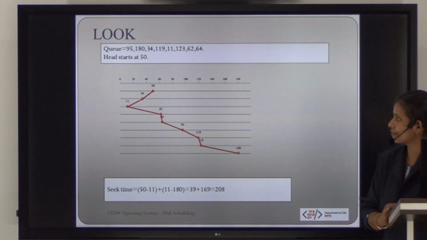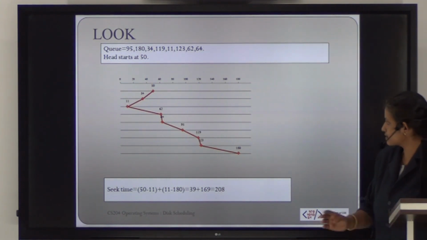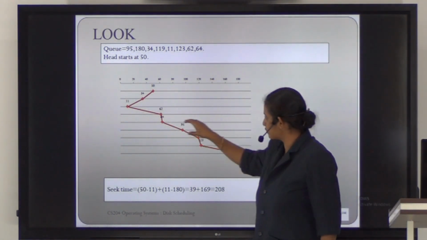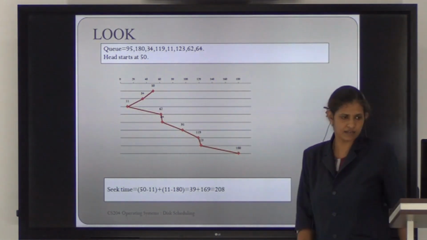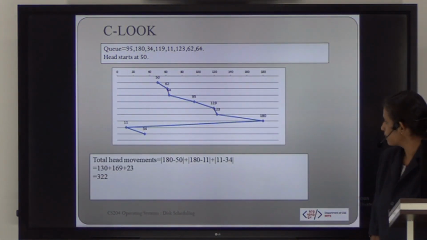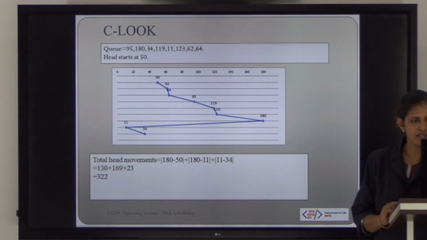Then what will be the difference between look and C-look? After reaching this end, it comes immediately to the other end, then starts servicing. This will be the C-look. And this is the C-look. And in this case also you can find out the number of movements. This is 322.